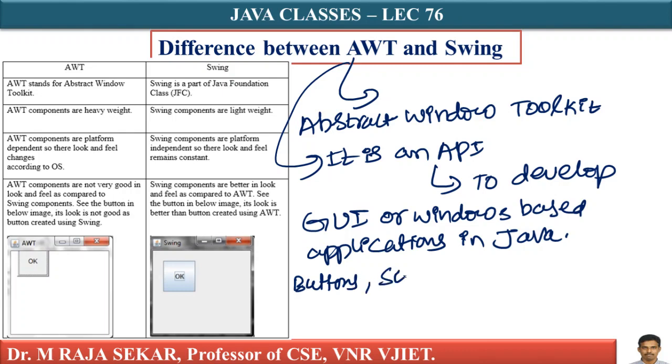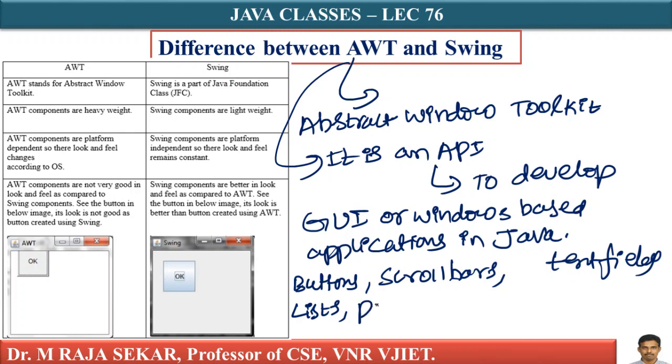Buttons, scroll bars. I will discuss scroll bars also. Text fields, lists, panels. All these are AWT components.